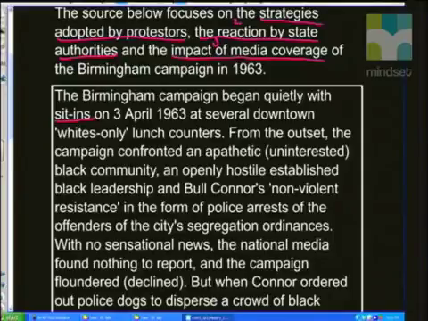And it was on the 3rd of April 1963 at several downtown whites-only lunch counters. From the outset, the campaign confronted an apathetic, and then it does tell you in brackets the meaning of apathetic, that means uninterested, black community.